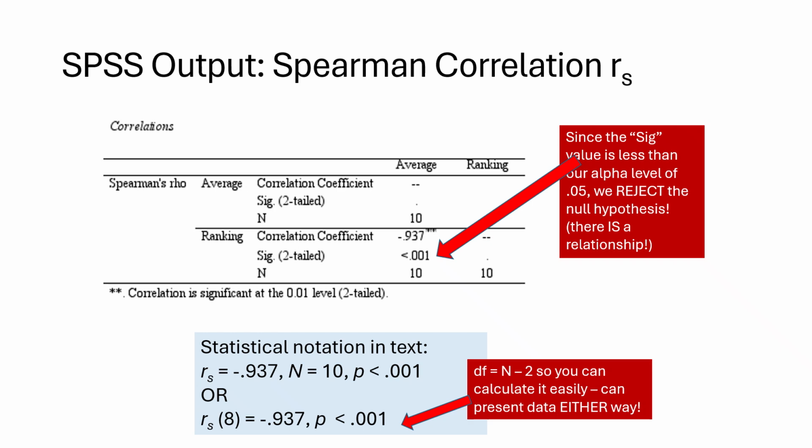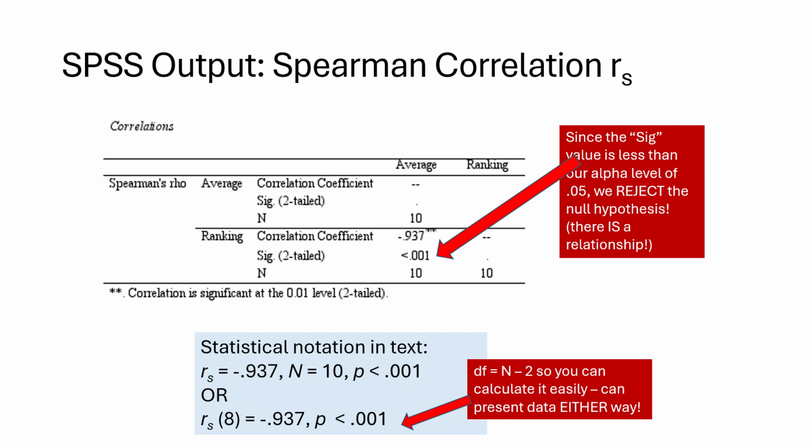This should be the output that SPSS provides for you. Now we see our correlation coefficient is -0.937. That's a very strong correlation. So the significant value is less than 0.001. Since that's less than our alpha value of 0.05, we are going to reject our null hypothesis and state that there is a relationship. Now for statistical notation, the R will have a subscript of an S to let us know it's a Spearman's, and then you report your correlation coefficient.